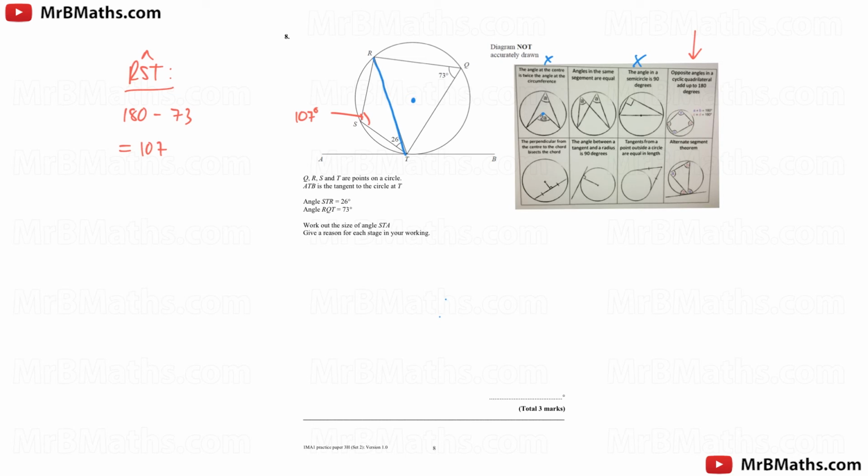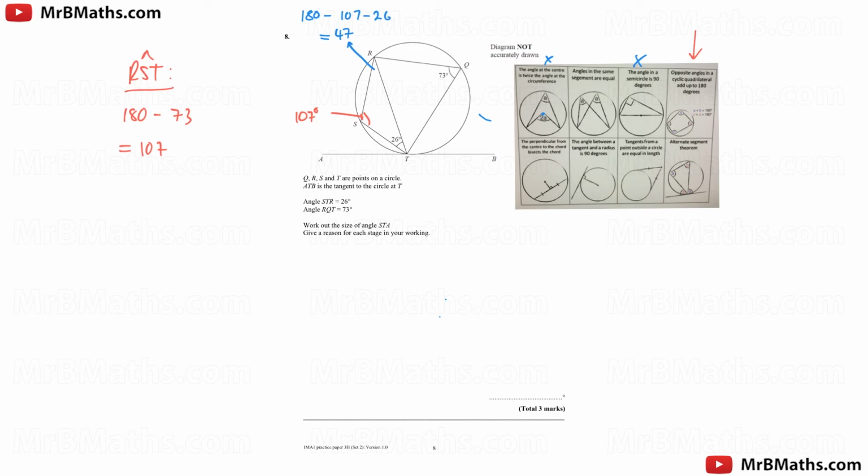Right, so having said that, we've managed to find out the angle RST is 107 degrees, which could mean, from the properties of triangles, that we could work out this angle here. So this would be, of course, 107 plus 26, which comes to 133, and then we would do 180 take away 133 to give us 47. And let's just show our working for that. 180 take away 107 take away 26 would equal 47. So this angle up here is 47.